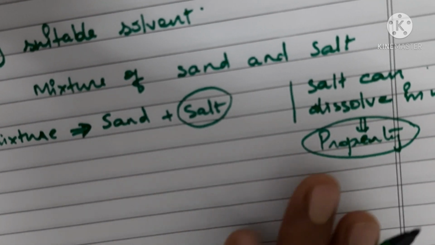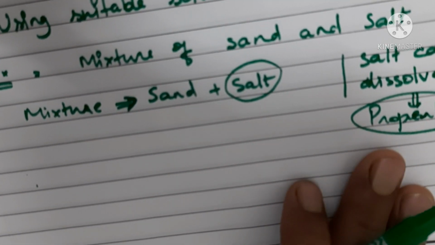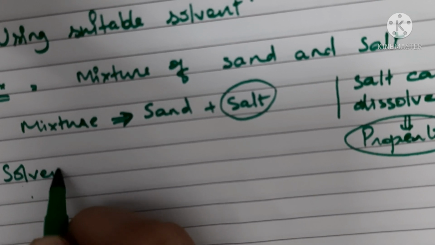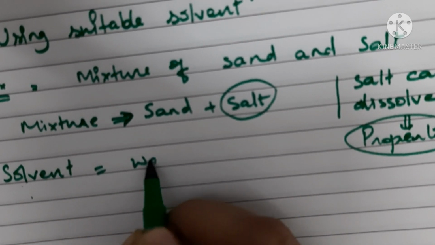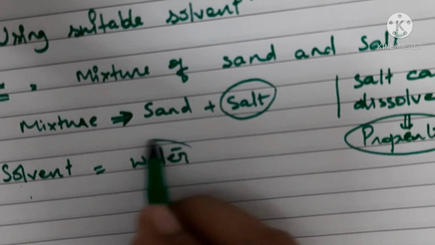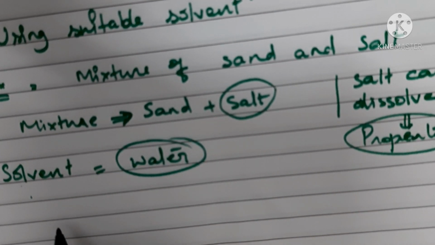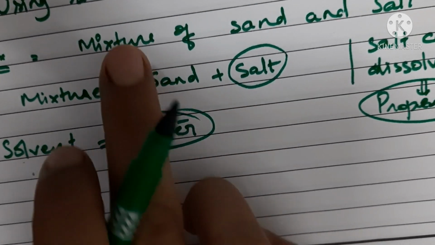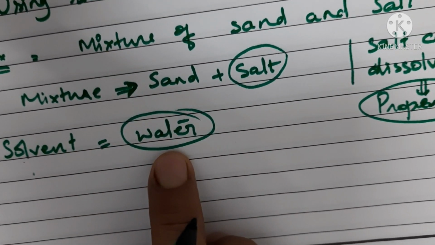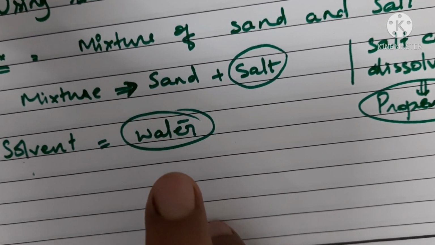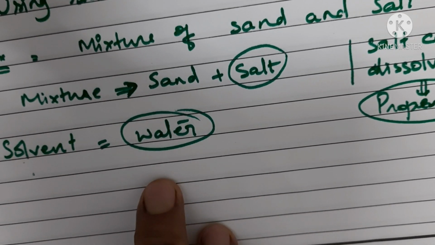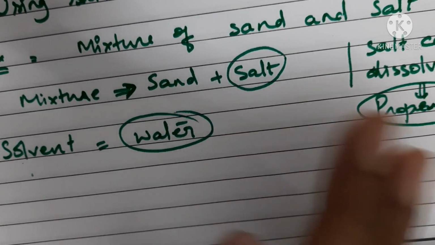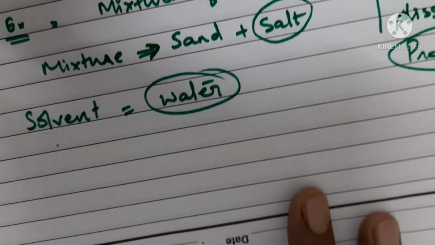So by using this property of salt, what solvent are we going to use here? We will use water as the solvent. And then what are we going to do? We are going to put this mixture in water, and then try to separate them out. Now let's see how we are going to do this.